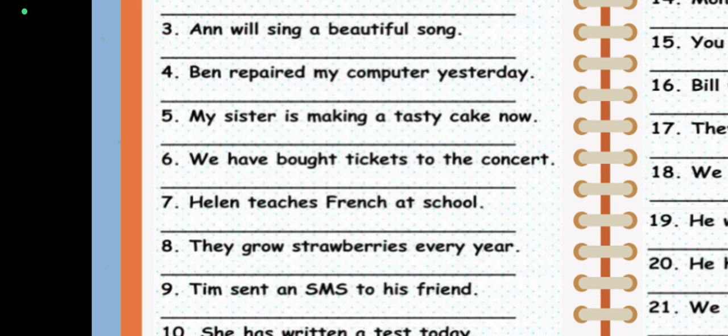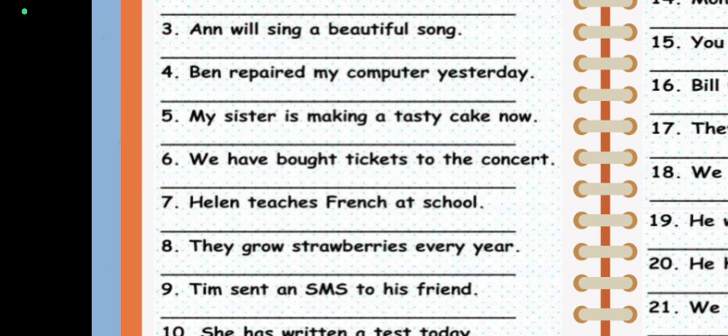Okay, the next one is we have bought tickets to the concert. Okay, the object. Tickets. You got that? Have been bought to the concert. Is that correct? Okay, yes. Remember? By. By us. You got it. The tickets have been bought to the concert by us.